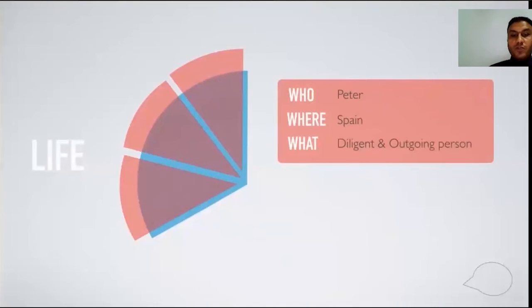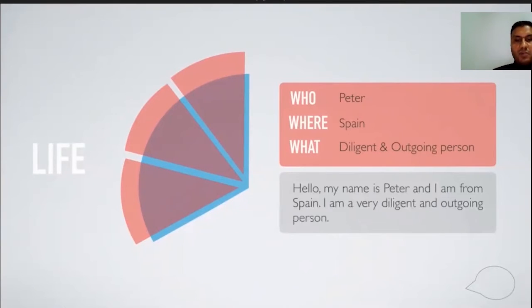This is how part 1 would sound. I'm Peter and I'm from Spain. I am a very diligent and outgoing person. This is a very clear and concise way of introducing yourself for part 1.